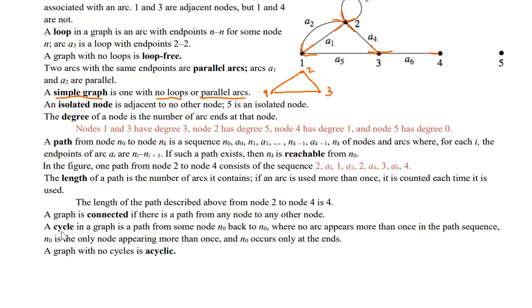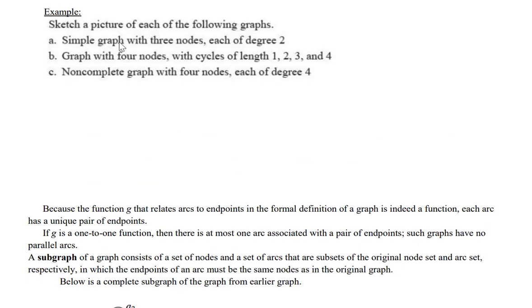So what is a cycle? A cycle in a graph is a path from some node n0 back to n0. So I could go 1, 2, 3, and back to 1. So here is a cycle where no arc appears more than once in the path sequence, and n0 is the only node that appears more than once. When you start at n0, you come back to n0. So that's what a cycle is. And a graph with no cycle, we call an acyclic graph. It has no cycle.